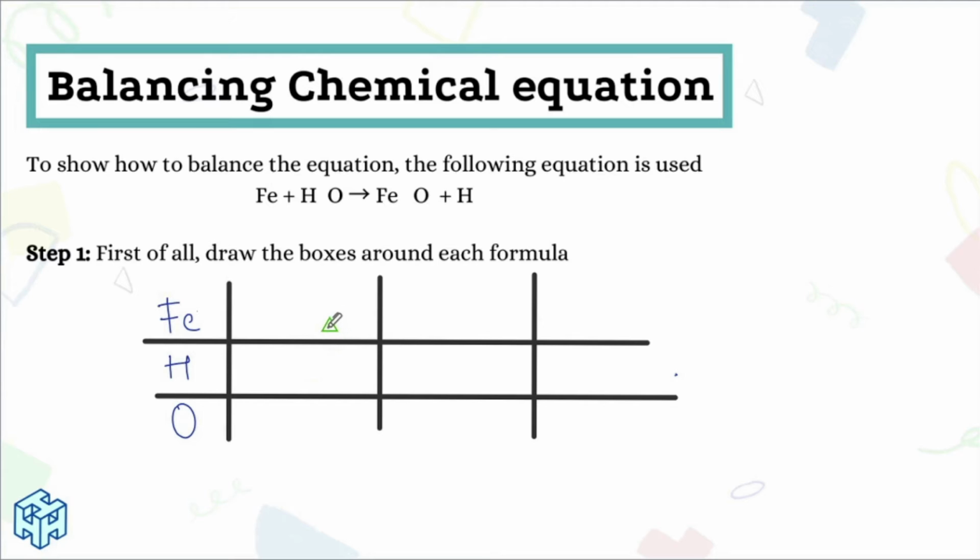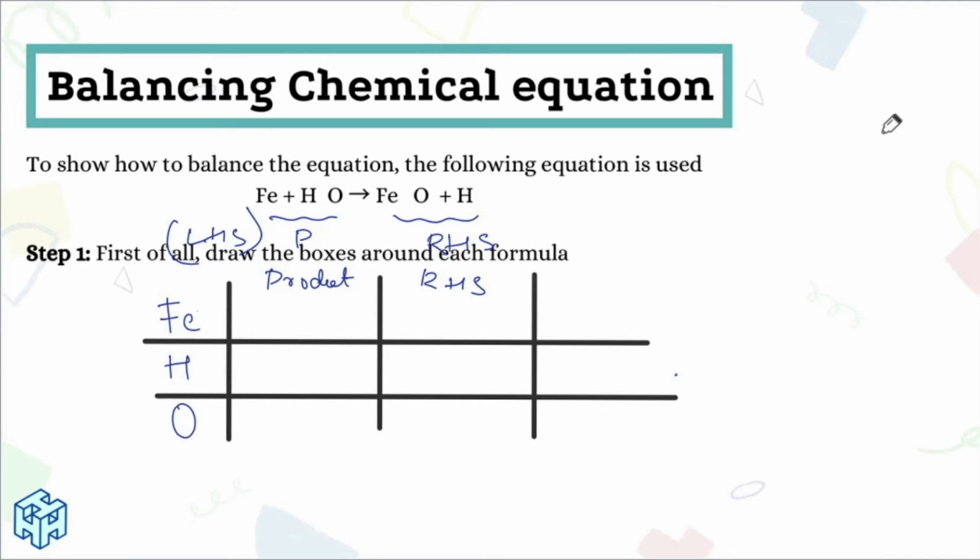Now, how many do we have on the product side? Let us write down here. How many elements do we have on the product side and on the reactant side? This is our product. This is our reactant. Product, reactant. Yes or no? RHS, LHS. Are you able to get it?